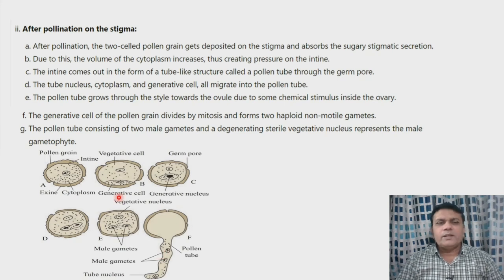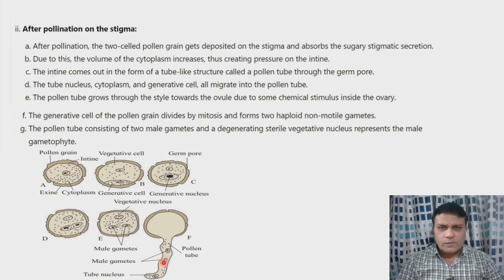Then the next point is that the generative cell of the pollen grain divides by mitosis to form non-motile haploid male gametes. Here we can see these are the non-motile haploid male gametes. So the last point is that the pollen tube consists of two non-motile male gametes.